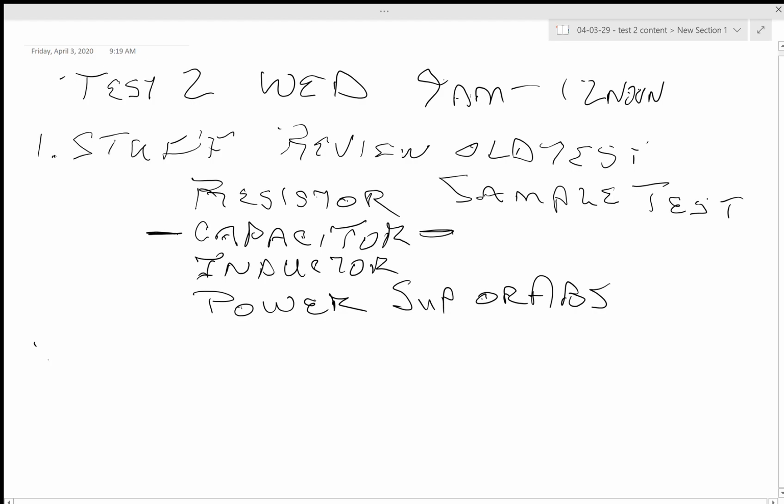2, nodes, a node equation. 3 is going to be a loop equation.